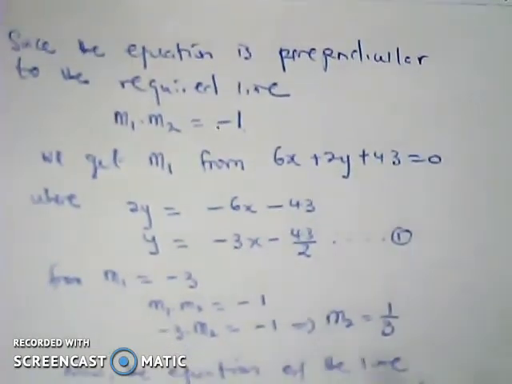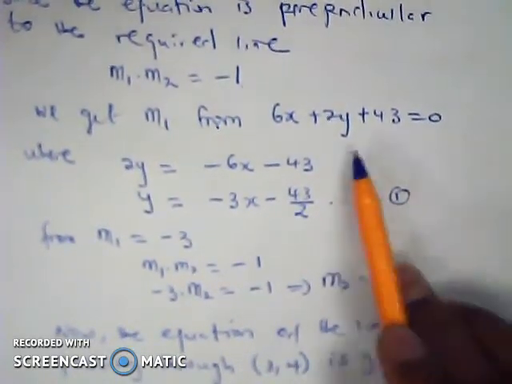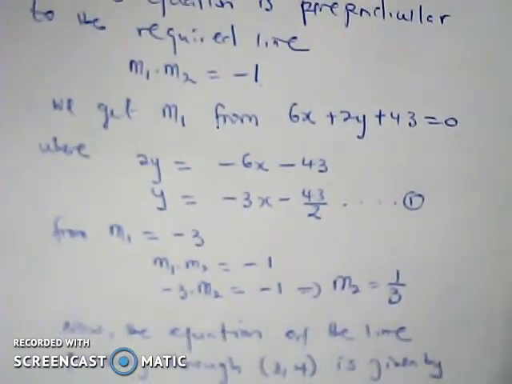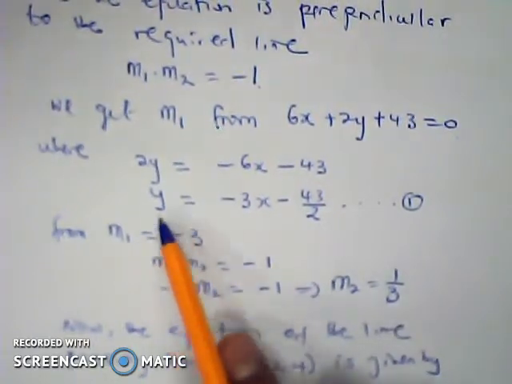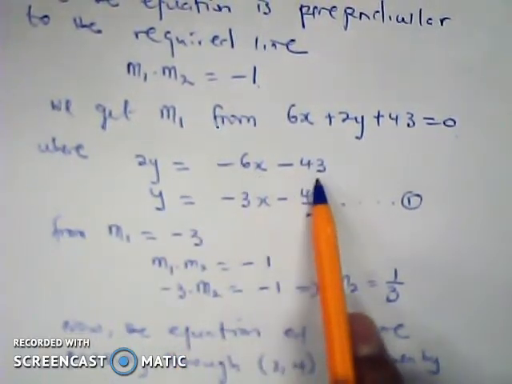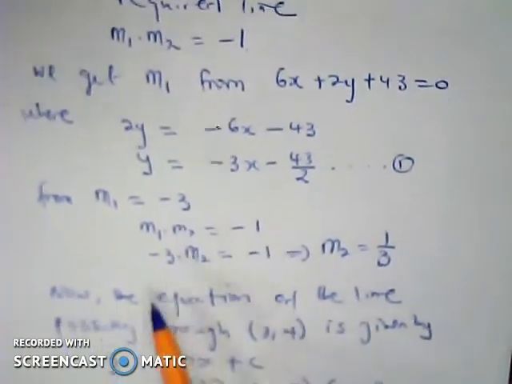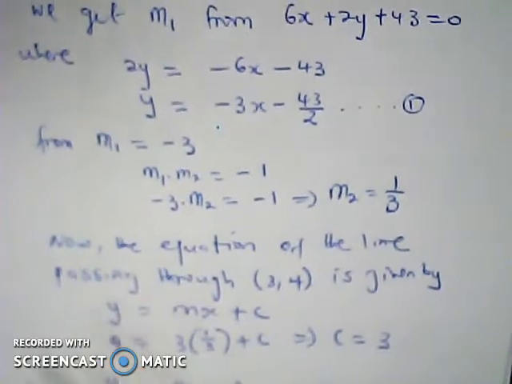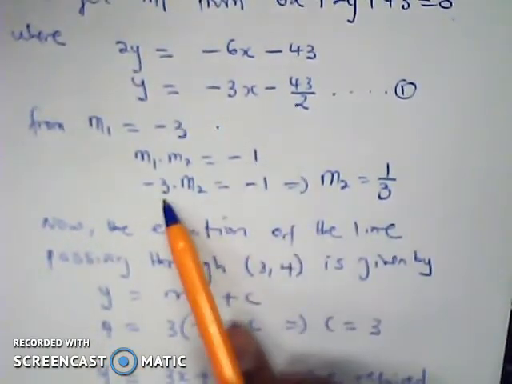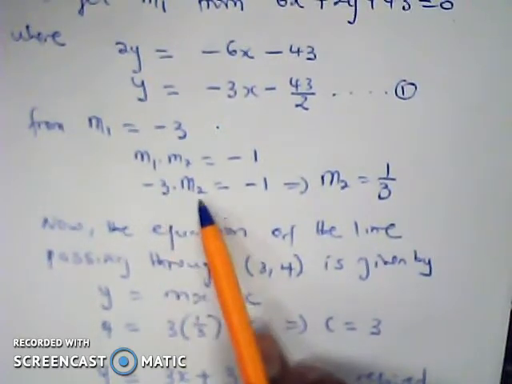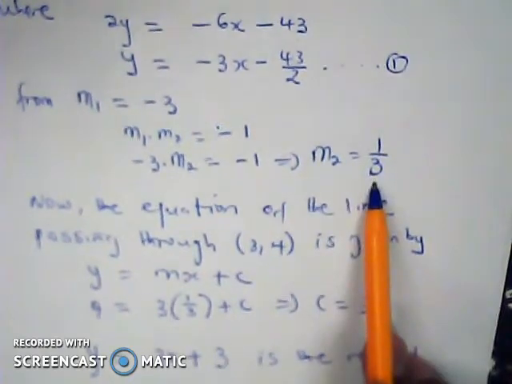Then I take my original line, 6x plus 2y plus 43 equals 0, and make y the subject of the formula to get my first slope, m1. So 2y equals -6x minus 43, and making y the subject, I get m1 is -3. To get the slope of the second line, m1 multiplied by m2 is -1, so -3 multiplied by m2 equals -1. Solving for m2, my m2 is 1 over 3.